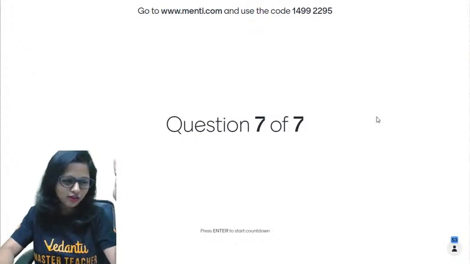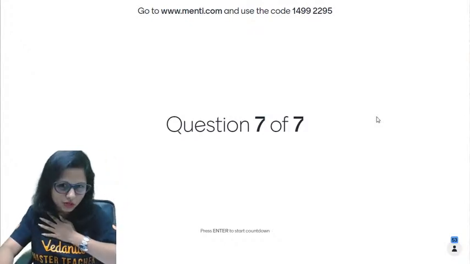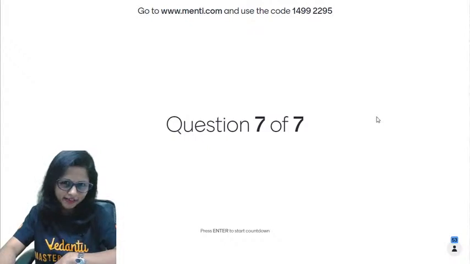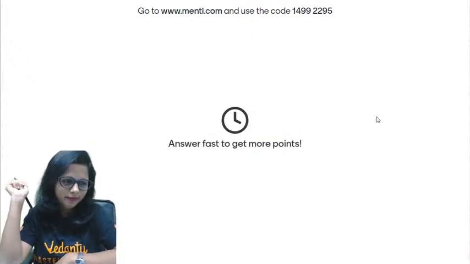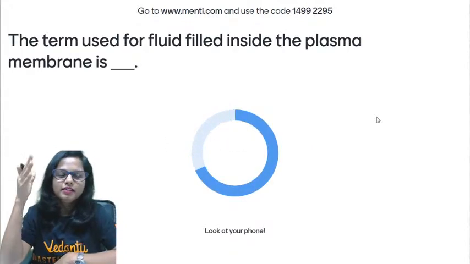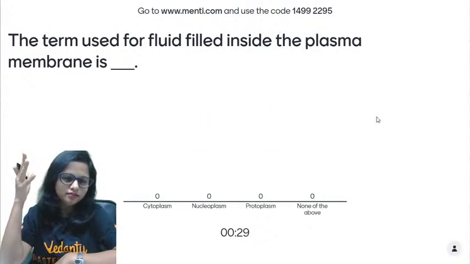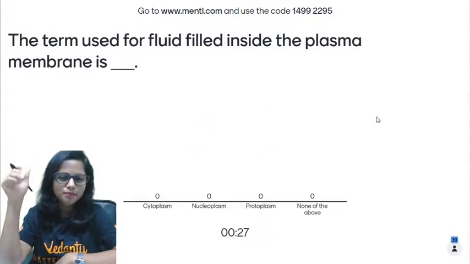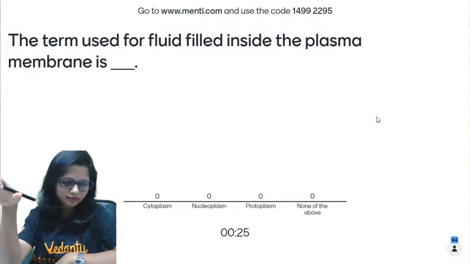And now, question number 7, the last question. Who becomes my official Chintu Candy for the day? And here we go, guys. The question flashes on your screens now. The term used for fluid filled inside the plasma membrane is which one? Cytoplasm, nucleoplasm, protoplasm? None of the above? Come on.